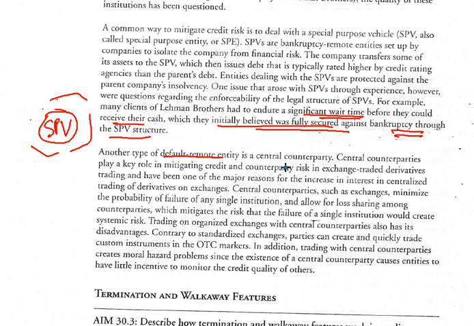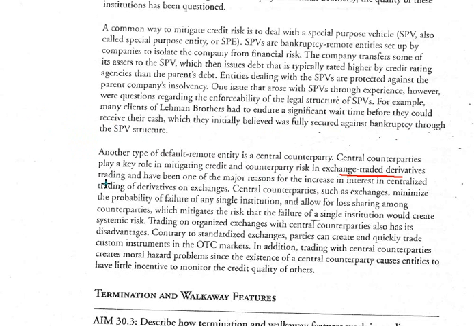Another type of default remote entity is the central counterparty. We have seen that central counterparties play a key role in mitigating credit and counterparty risk in exchange traded derivative trading, and have been one of the major reasons that derivatives trading has grown so high on exchanges. Central counterparties, like exchanges, minimize the probability of failure of any single institution, and they allow for loss sharing among the counterparties. As a result, the risk from the failure of a single institution is mitigated.